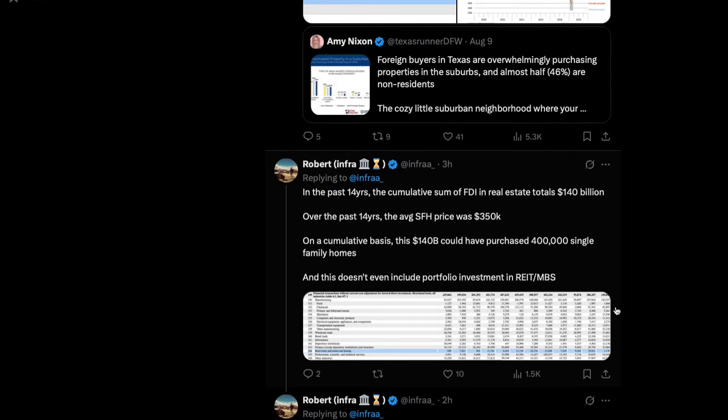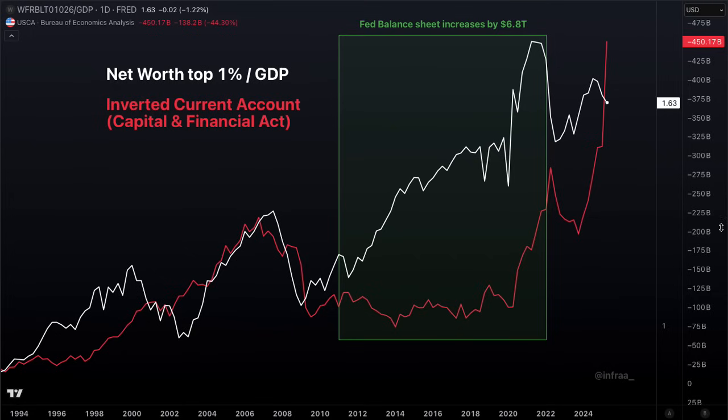Over the past 14 years, the cumulative sum of this direct purchase of real estate by foreigners via FDI is $140 billion. If you take the average home price over the past 14 years, that equates to about 400,000 single family homes. And again, this is just direct purchases of real estate itself. It's not including that portfolio investment via REITs and MBS. So it's actually even worse than this. And then finally, we'll just end here.